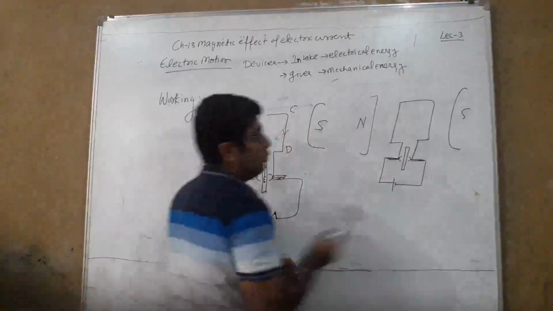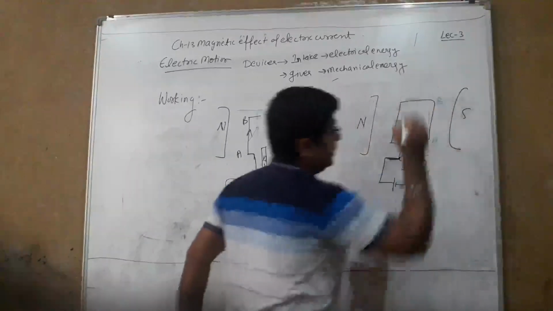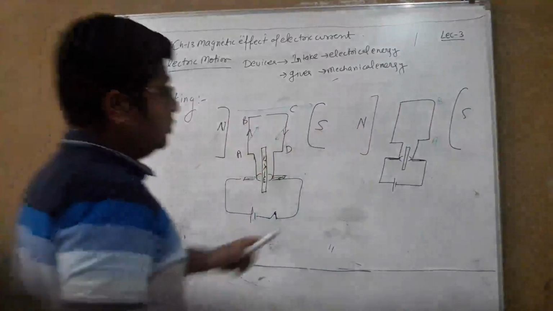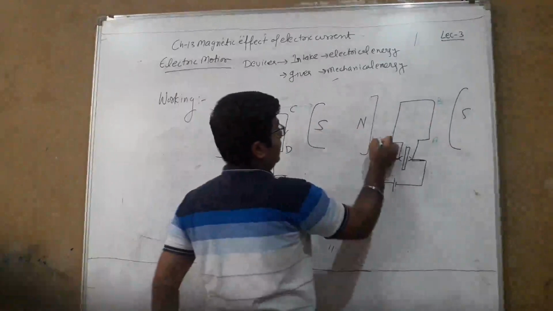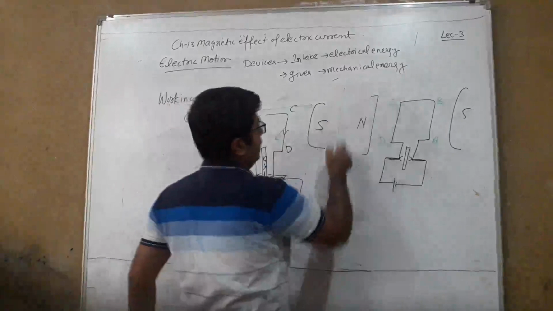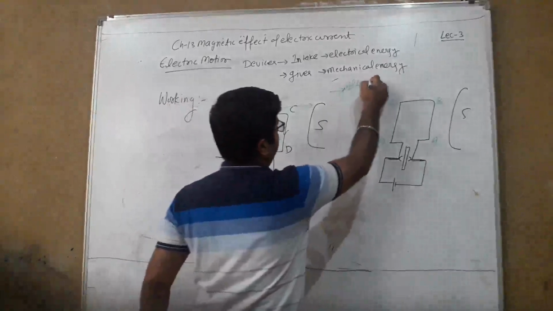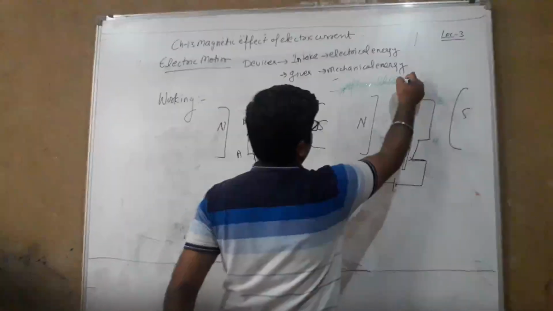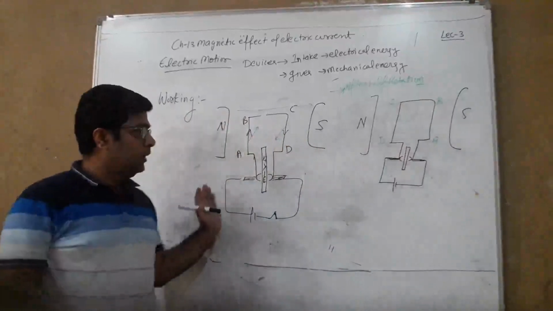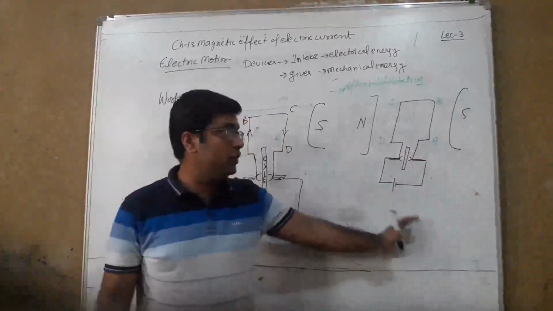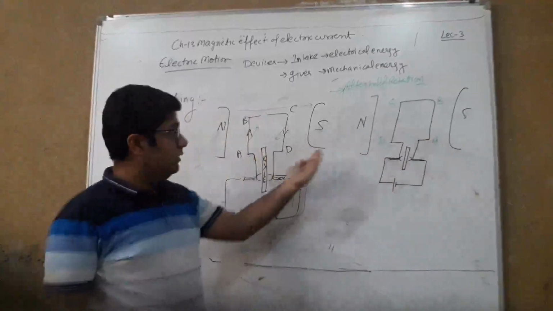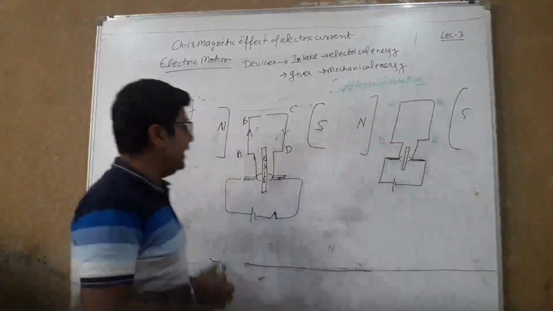Let me check the names. This is AB, and this is BC. AB will go to that side after half rotation. This picture is before half rotation. This picture is after half rotation. So after half rotation, this AB will move to that side, and CD will come this side. And now what is here?